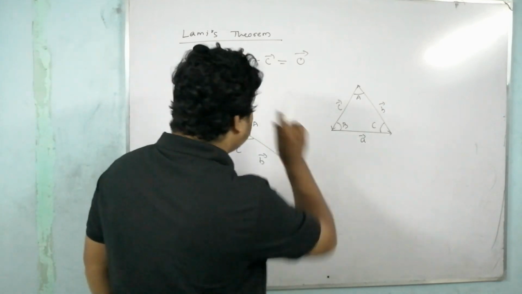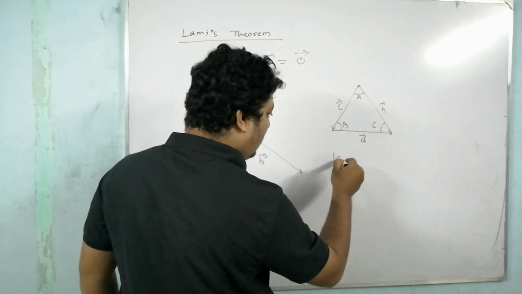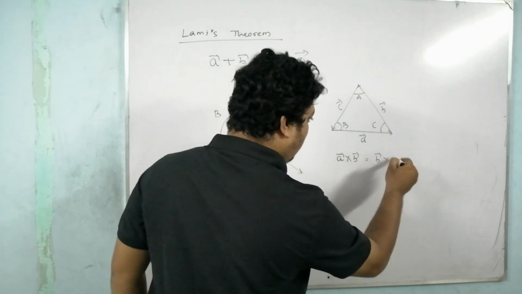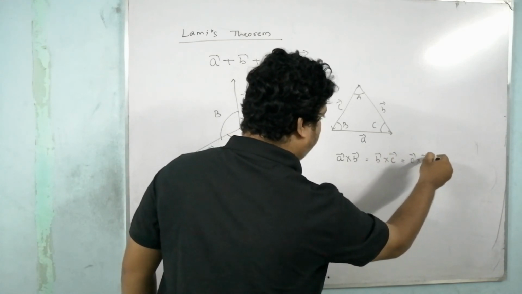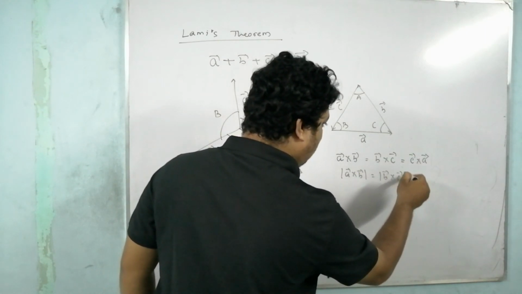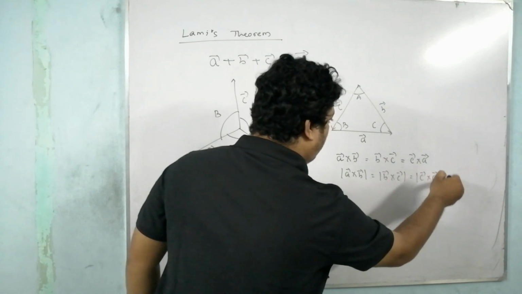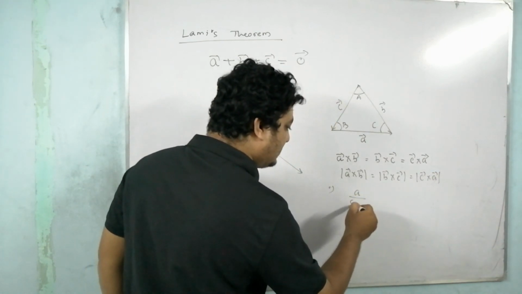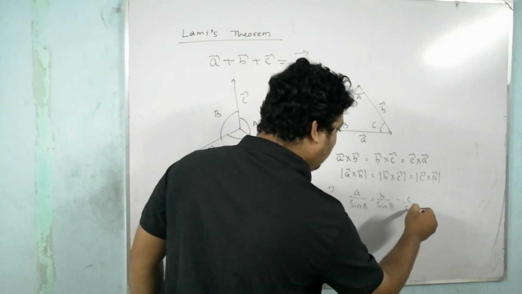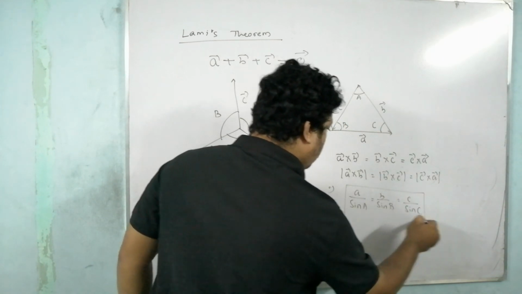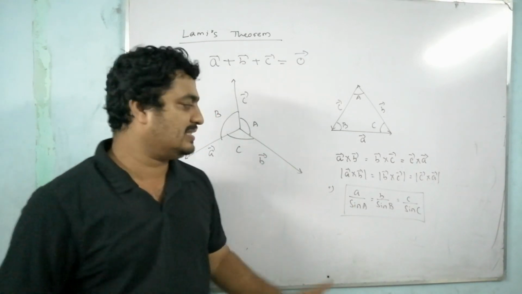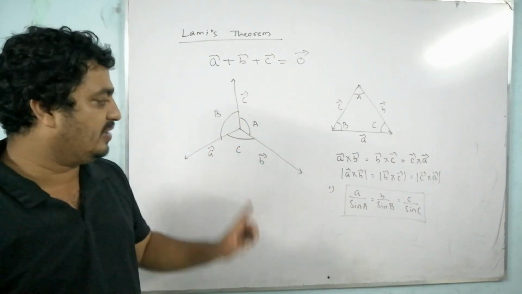Now from A plus B plus C equals 0, we can write A cross B equals B cross C equals C cross A. So mod of A cross B equals mod of B cross C equals mod of C cross A. So we can write A by sin A equals B by sin B equals C by sin C. This is very useful in case of equilibrium of forces. We can use this formula to solve the equations.